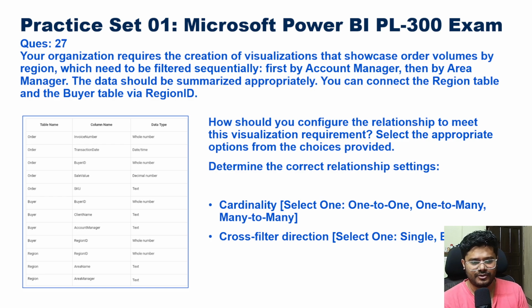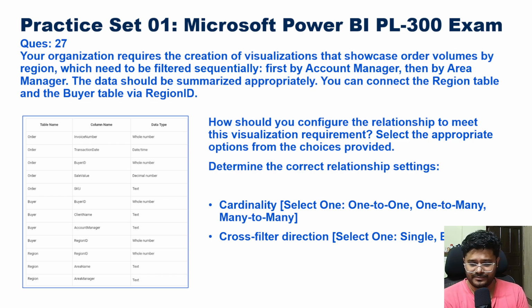So as you can see, you have tables, column name and data types given in the diagram. You have different tables like order, buyers and region. They have columns and what is the data type. Everything is given to you. So the ask is, how should you configure the relationship to meet the visualization requirement? Select the appropriate options from the choices provided. Determine the correct relationship settings.